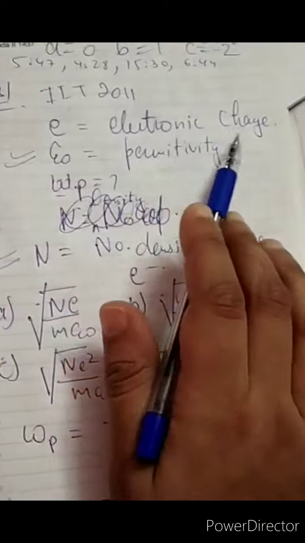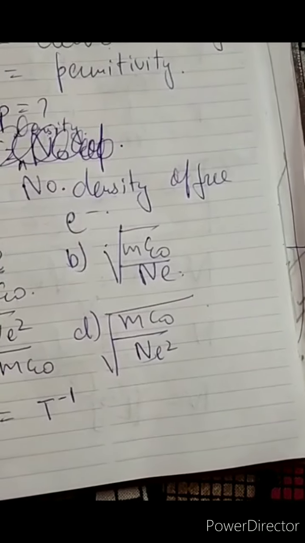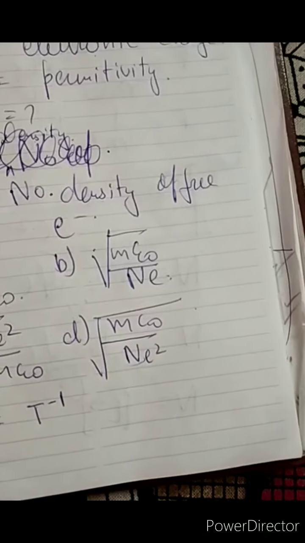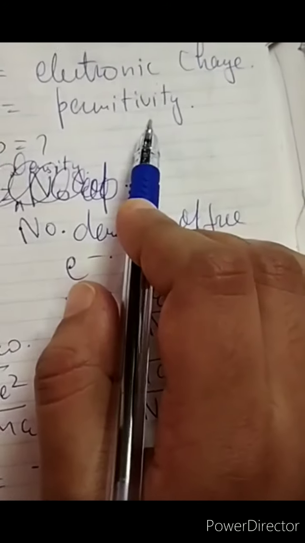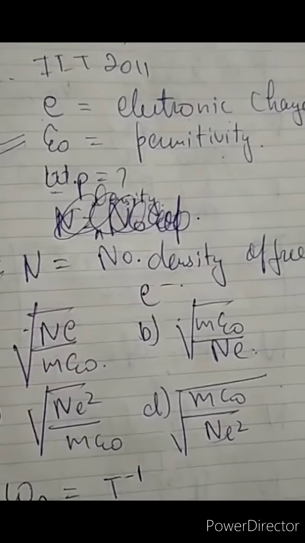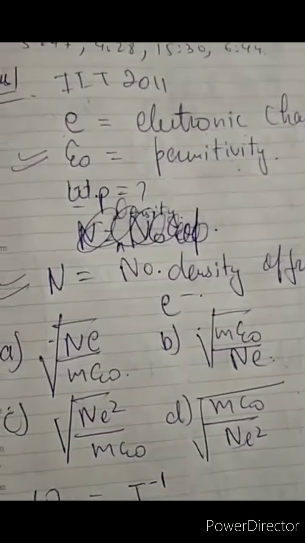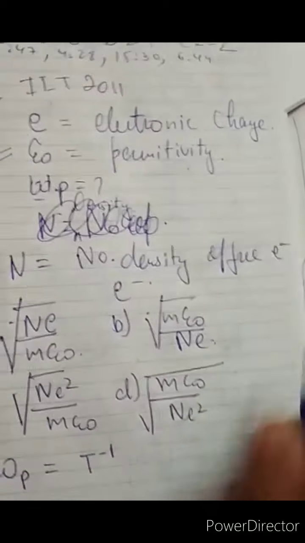E is the electronic charge they have given. May I read this question for you? So the question is: taking E as the electronic charge, epsilon 0 is the permittivity. Use dimensional analysis to determine the correct expression for omega p, and n is the number density of free electrons.